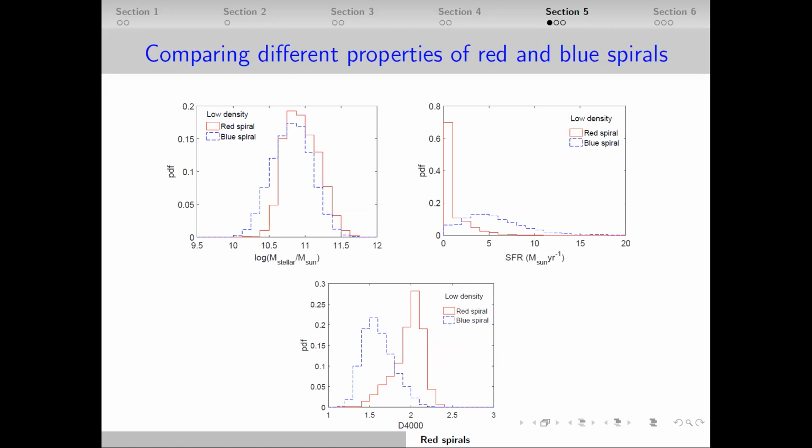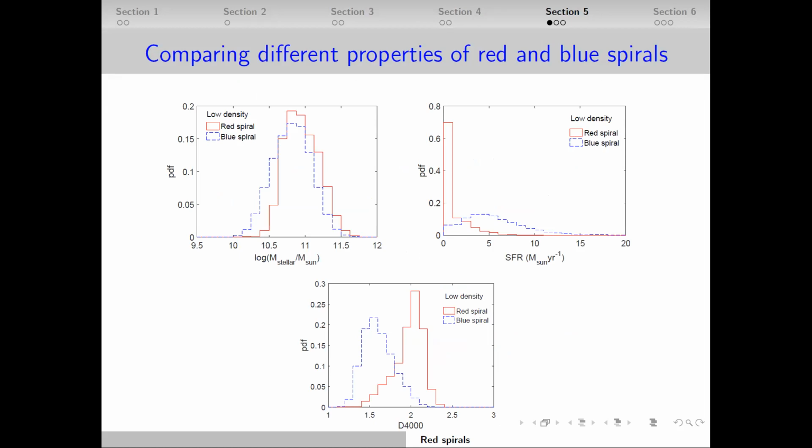Now we come to the results part. We compare the distributions of stellar mass, star formation rate, D4000, and local density of all the red and blue spirals present in our volume limited sample. The local density of each spiral galaxy is calculated by taking the distance to its fifth nearest neighbor.